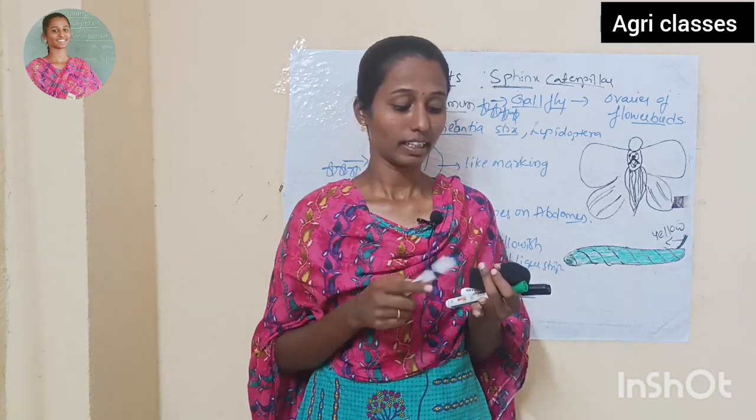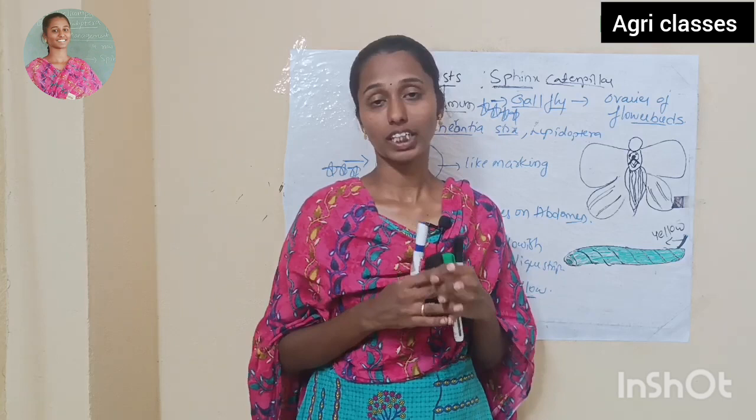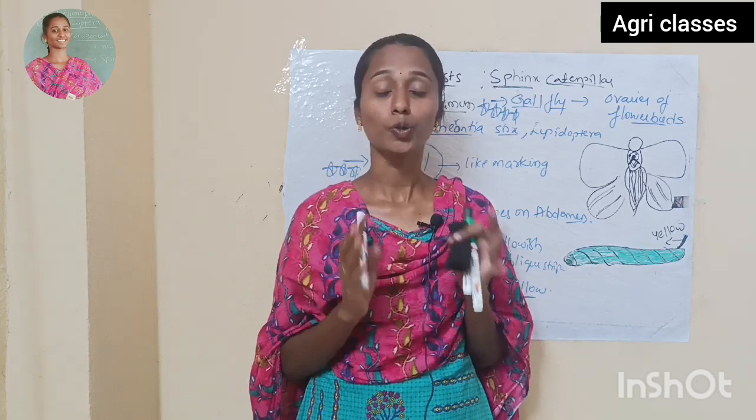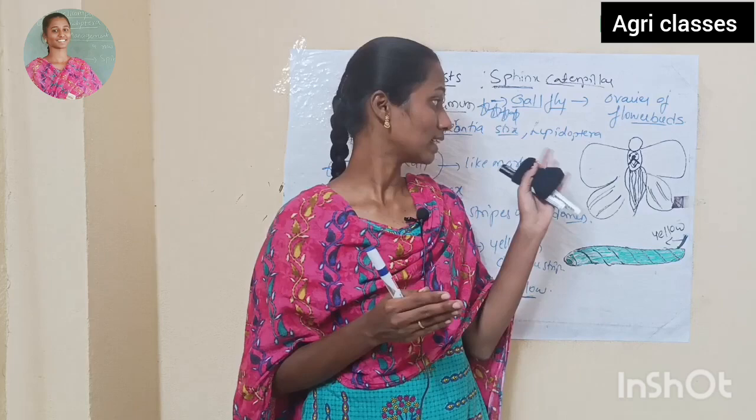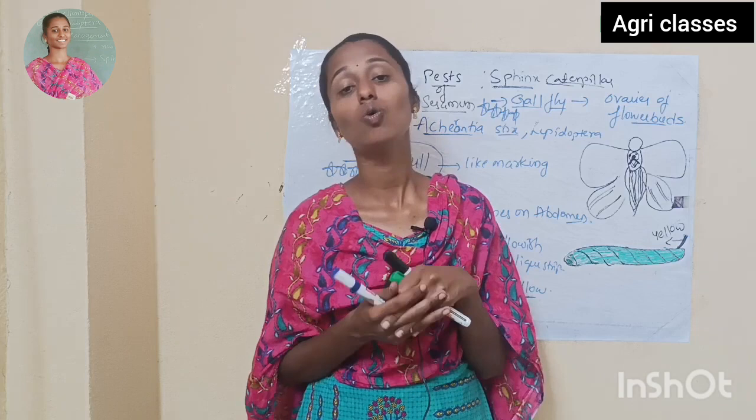And then next thing in castor capsule and shoot borer, the main important bit is the mark of identification. They have bright orange yellow color and numerous black spots. That is a capsule shoot borer. Okay, and next important bit in sesamum, skull-like marking on the thorax is present in Sphinx moth. And next thing in gall fly, they insert the eggs into the ovaries of the flower buds. These are the most important bits from these topics.